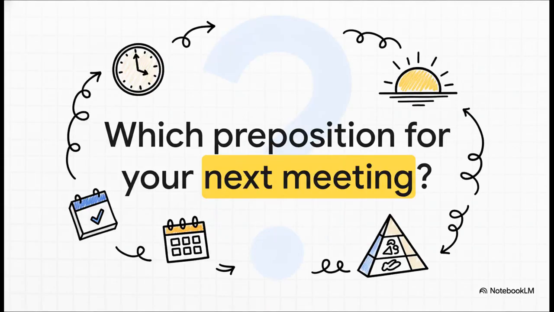So there you have it. Now, the next time you have to send a meeting invitation or make a plan, which one are you going to choose? Think about that pyramid. Is the meeting in the afternoon, on Friday, or at 2 p.m. sharp? Hopefully now you've got a much clearer idea of which one makes the most sense.